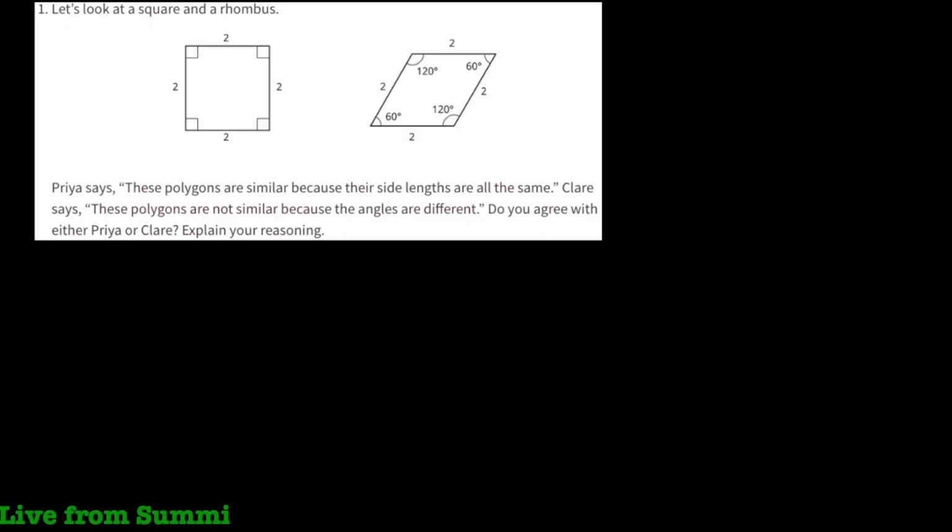Underneath that, it says, let's look at a square and a rhombus. Pyria says these polygons are similar because their side lengths are all the same. Claire says these polygons are not similar because the angles are different. Do you agree with either Pyria or Claire? Explain your reasoning. So take a second, pause the video if you need to, and talk about whether you agree with Pyria or with Claire.